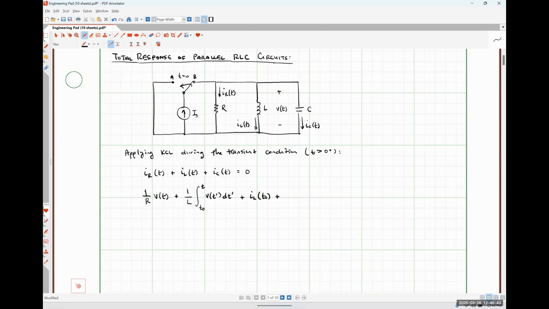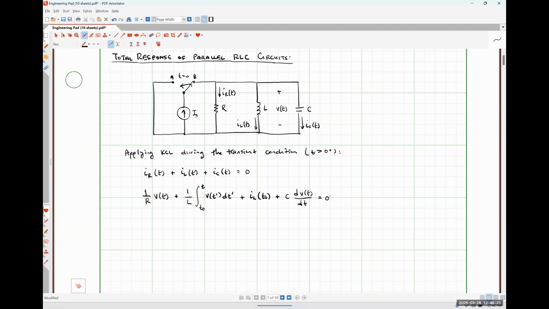And now I'll have my capacitor current, which is just C times the derivative of my voltage with respect to time. And I'm going to set this equal to 0. So what we have here is an integro differential equation. In circuits 1, we were dealing with a first order differential equation. Now we have a differential equation that also has an integral in it. And in some cases, that can make things very difficult.